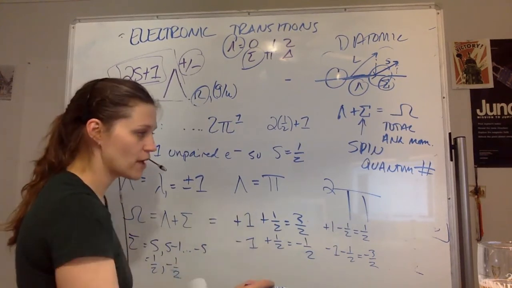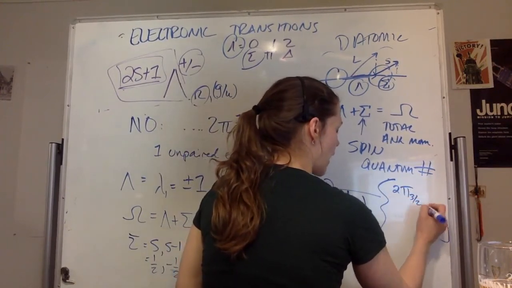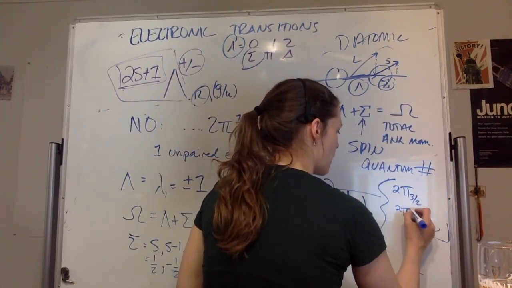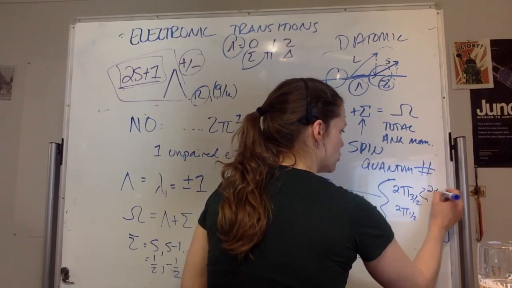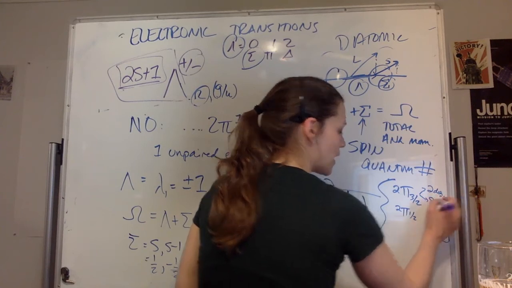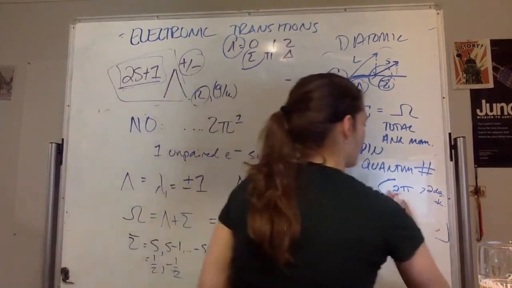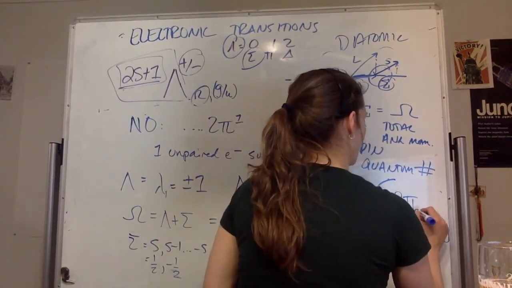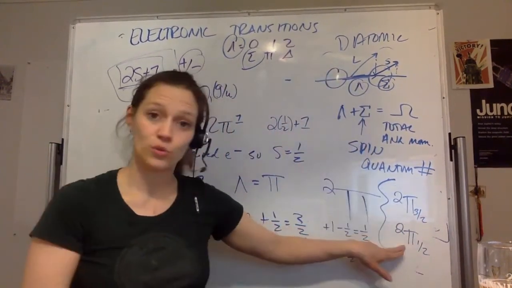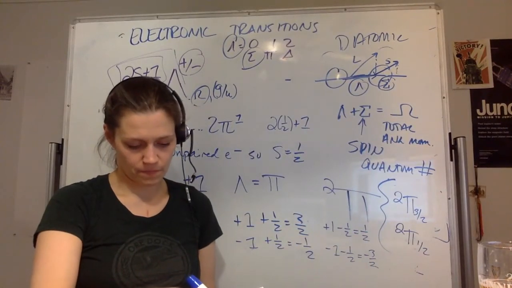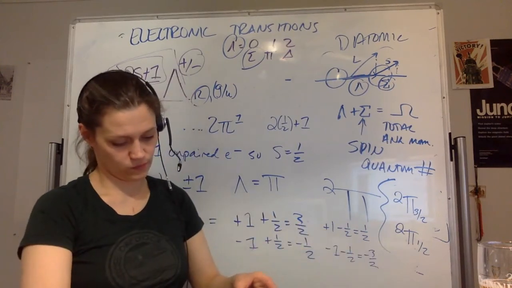I take the absolute value of those, and I'm left with 2 pi 3/2, 2 pi 1/2, and each of those has 2 degenerate states. Hope y'all can read that. So there's a 2 pi 3/2 and a 2 pi 1/2, with there being 2 of these and 2 of these. And it turns out that one's slightly lower in energy. Awesome.